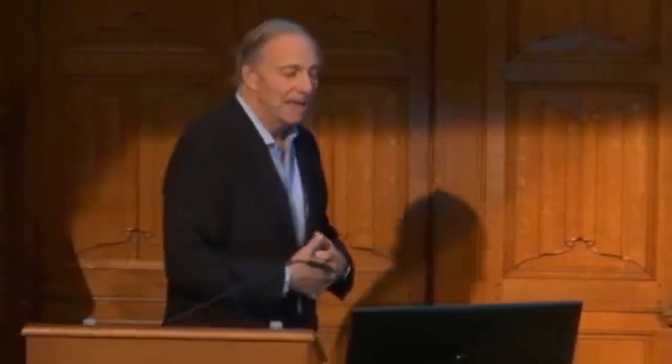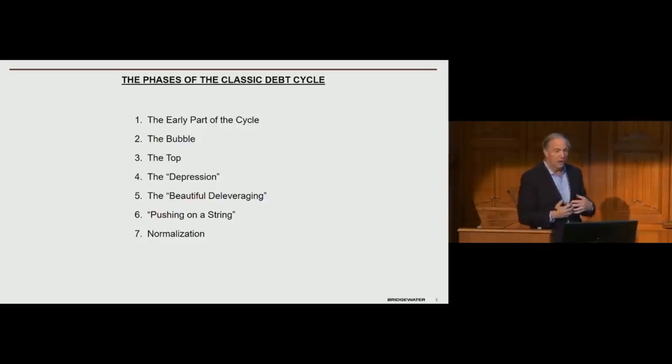So what I wanted to do here is take you through the various parts of that cycle. I described what a typical cycle is like, and I broke it up into 8 parts. The early phase of the cycle, where debt growth is good. Then you get into a bubble phase. Then you create the top. Then you create the movement down. I'll call that the depression. It could be a severe recession, but it's a depression.